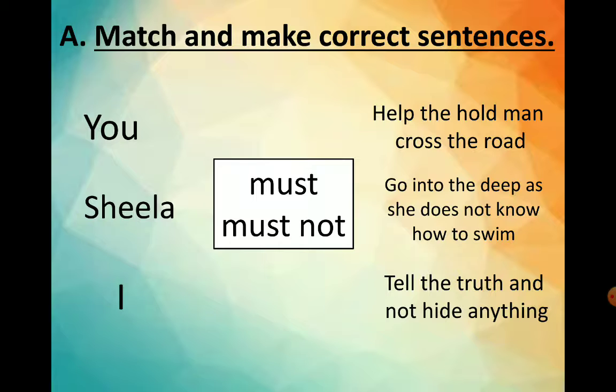So, we have you, Sheila, I towards your left hand side, and towards your right hand side, you have help the old man cross the road, go into the deep as she does not know how to swim, tell the truth and not hide anything. And in between, we have must and must not. So we have to join the proper modals and make a correct sentence.